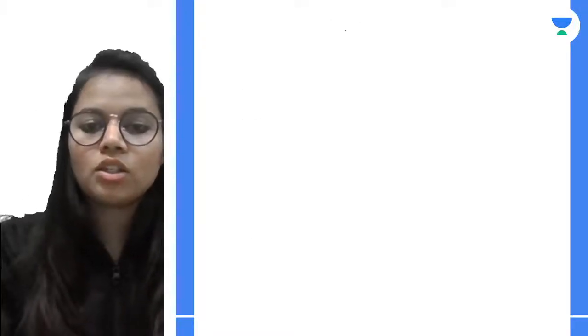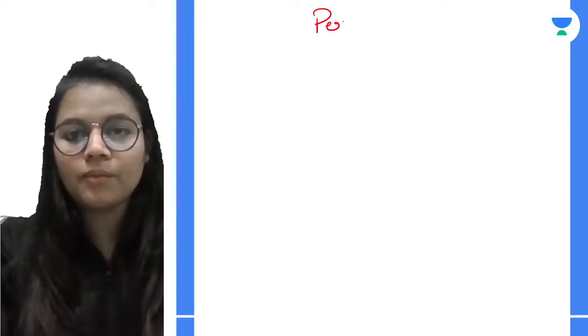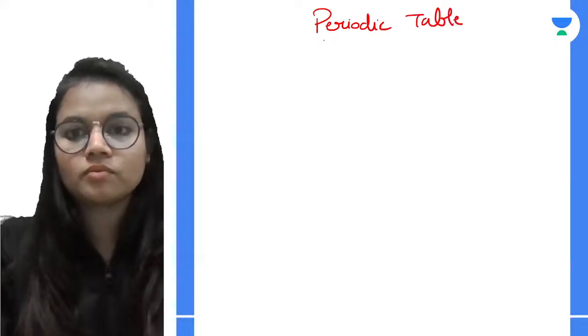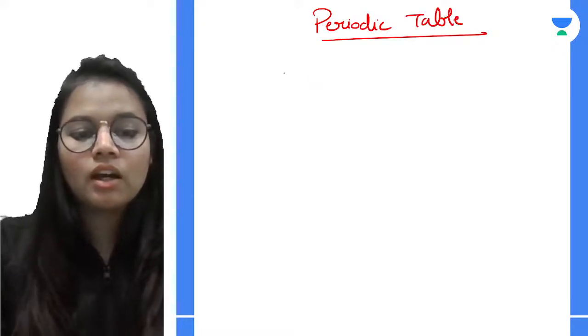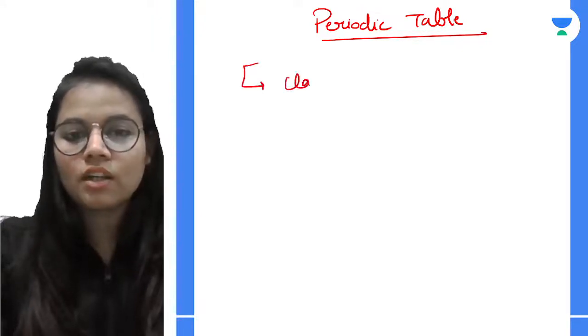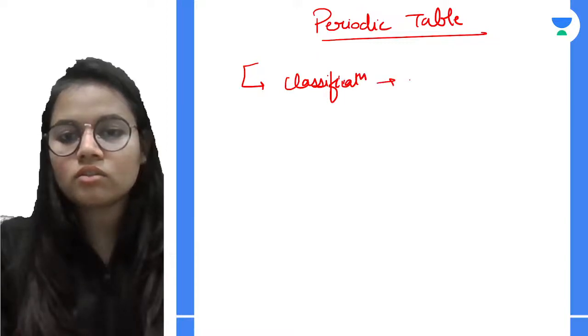Let's quickly see what are the things that we have covered today. We learned about the periodic table. So we covered certain things. First is the classification, advantages.